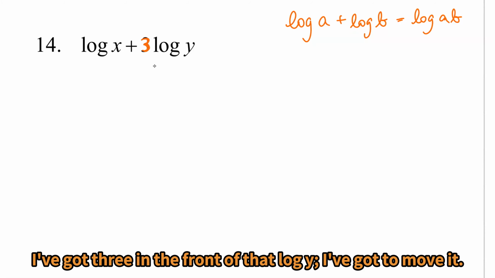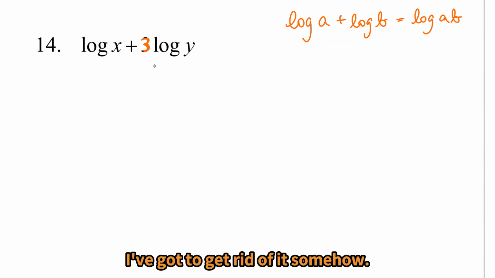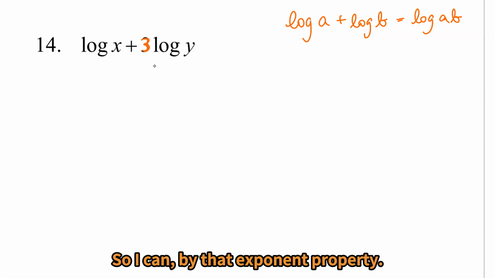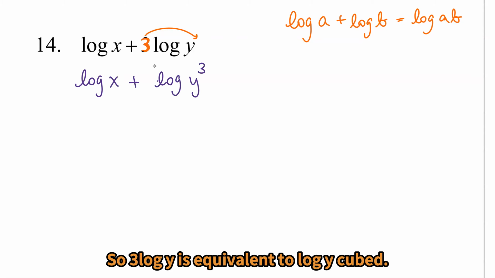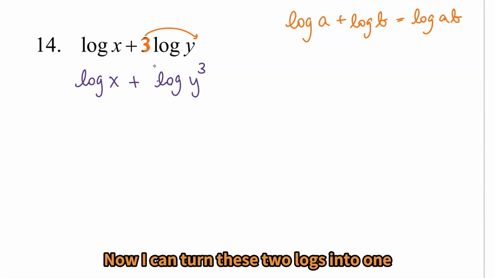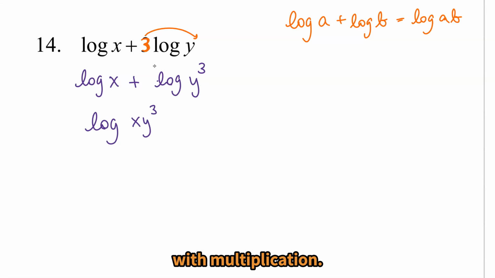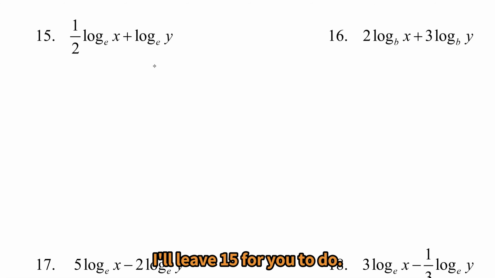I've got a 3 in the front of that log y. I've got to move it. I've got to get rid of it somehow. So I can, by that exponent property. I can take that 3 and I can put it back on y as an exponent. So 3 log y is equivalent to log y cubed. Now I can turn these two logs into one with multiplication. I'll leave 15 for you to do.